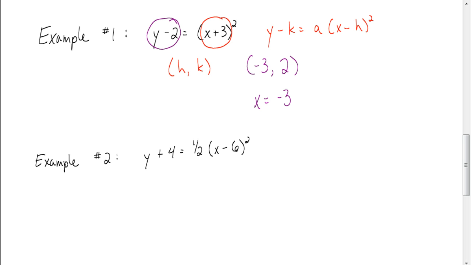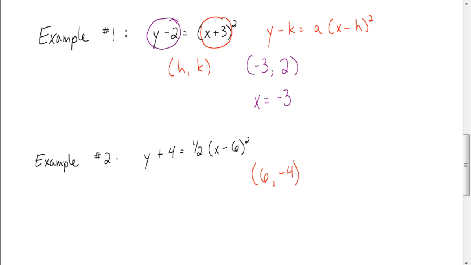Okay, you should have done this one already now. So our vertex here, remember, we look to see what's happening with the x. Here we have x minus 6. So the opposite of subtracting 6 is a positive 6, or to add 6. So the x value of my vertex is 6. My y value of my vertex is going to be the opposite of what happens to the y, which is a -4 in this case. So my vertex is the coordinate 6, -4.